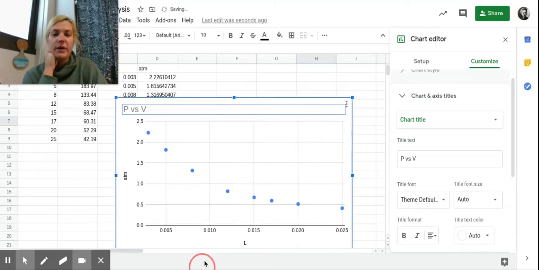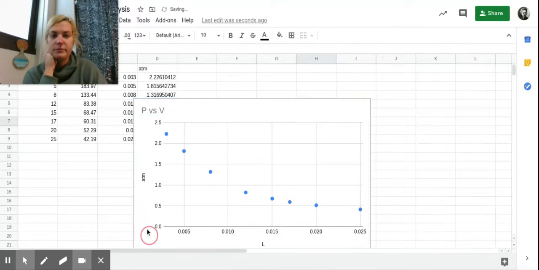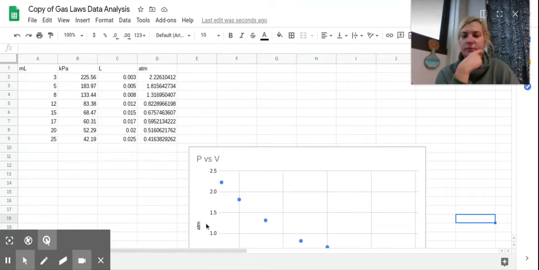Now I'm going to move this out of the way because I need to use my data here. Again, it's moving super slow.